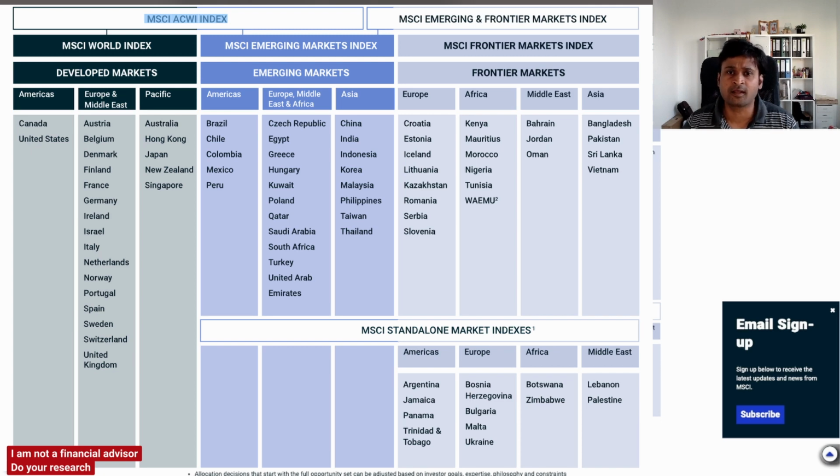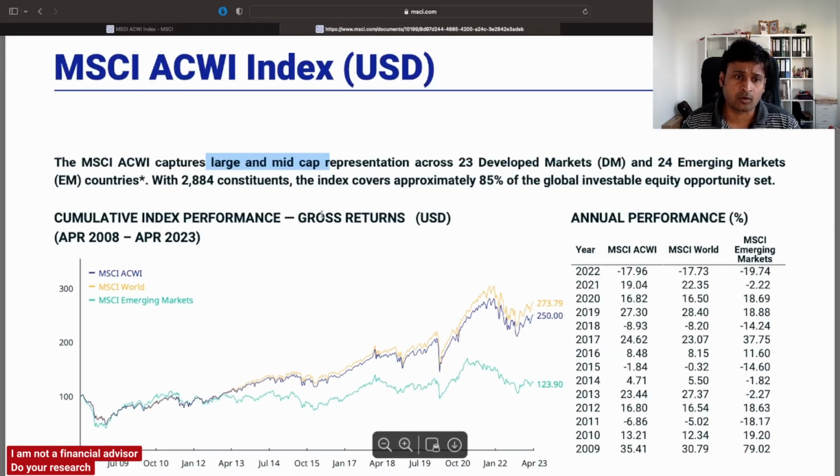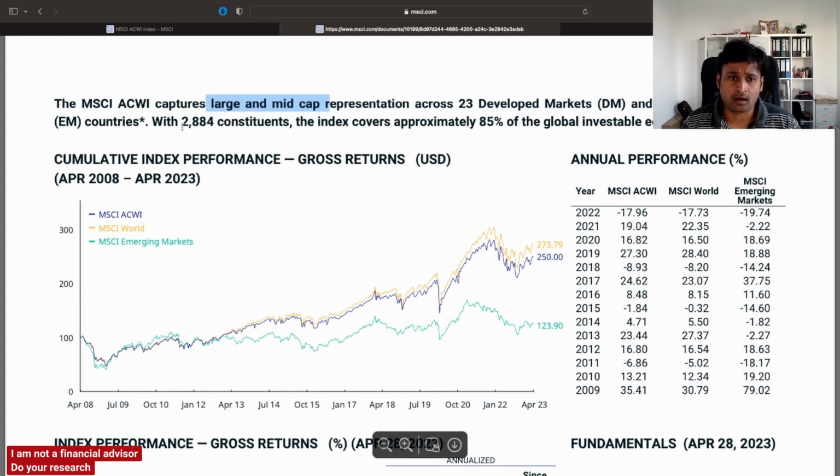If you look at the fact sheet, they are covering 2,884 constituents, the stocks or the businesses that they are investing in. And I would say this is again really huge diversification. It's diversification overloaded, I would say.